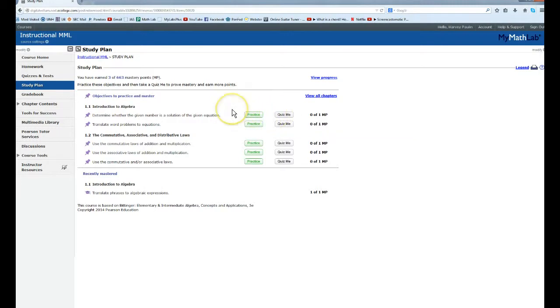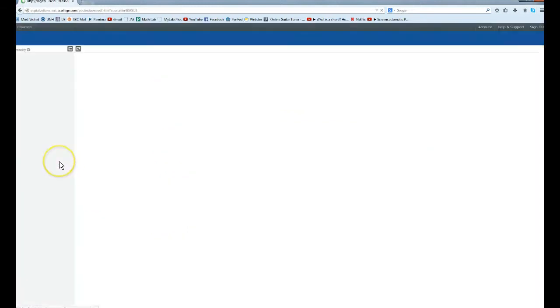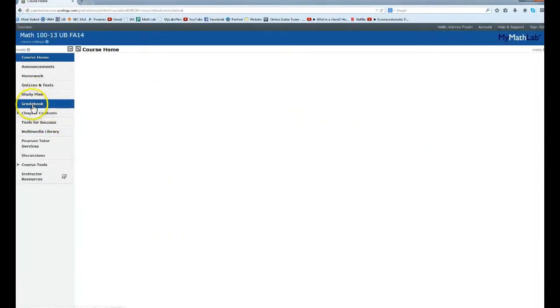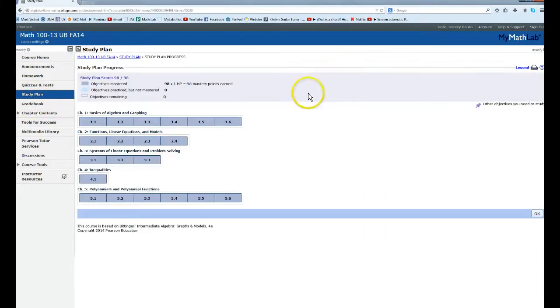Now, in Math 100, part of your grading is how well you do on your Quiz Me's. So I'm going to go back here to our section because it's unique to our class. When you look at your study plan and view progress, if at the time we take the test on chapter 1, you have all of chapter 1 dark blue, that will be 100% on your study plan.